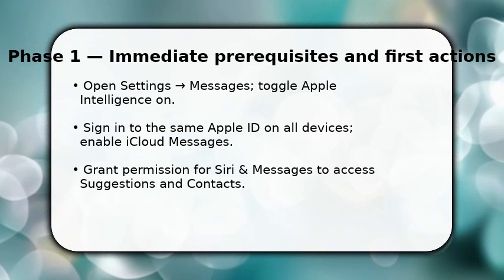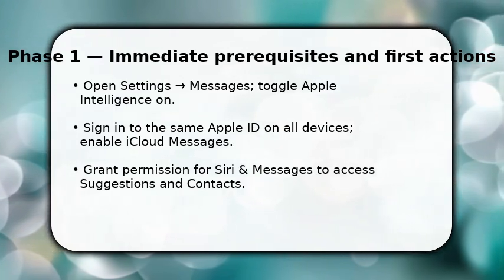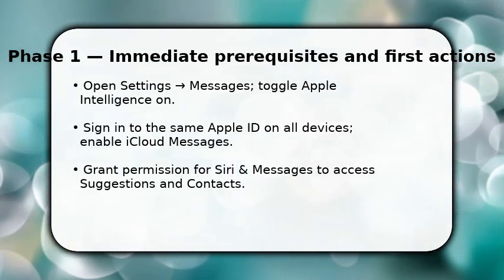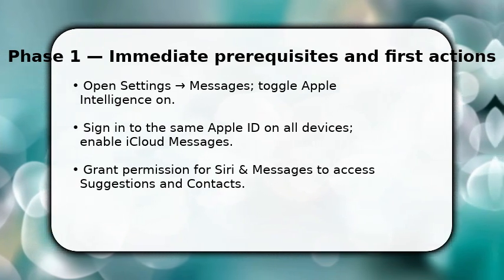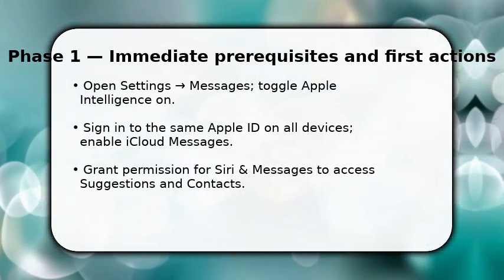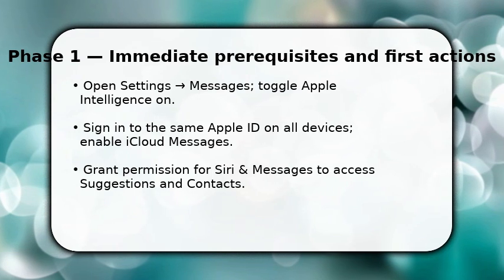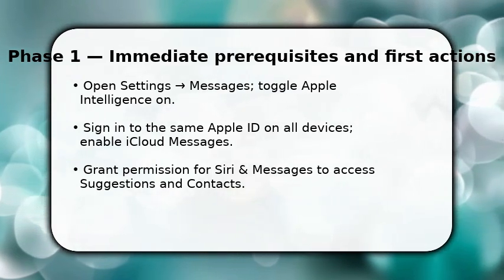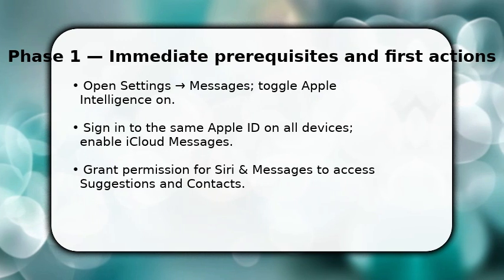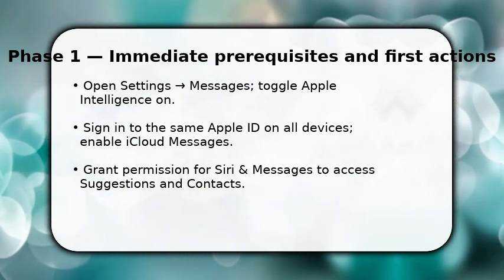You start by enabling Apple Intelligence in Messages. Open Settings and turn Apple Intelligence on, then confirm Siri and Messages permissions. This lets suggestions work. Once done, make sure your device is signed into the same Apple ID and iCloud Messages is active so history syncs.